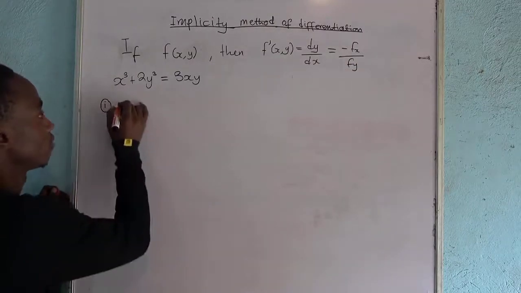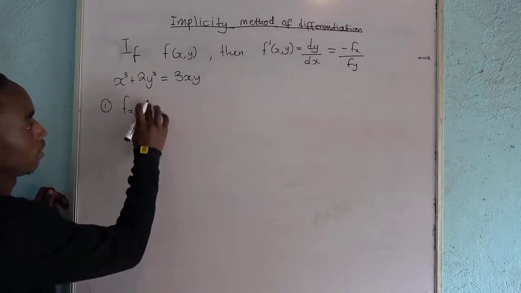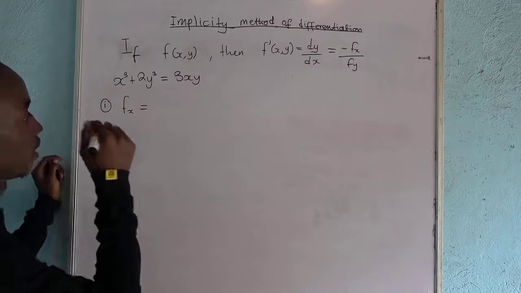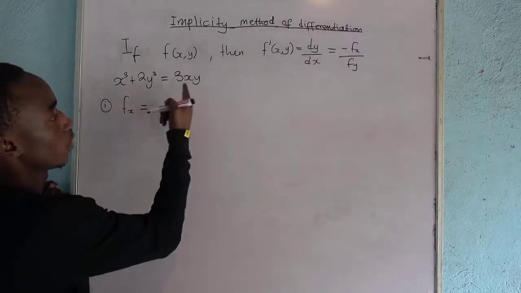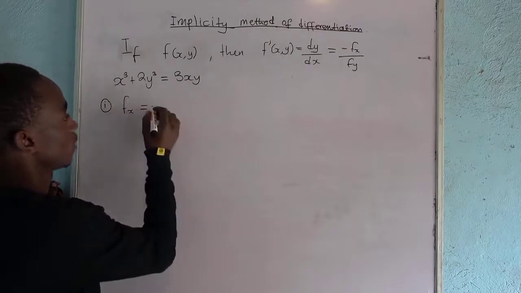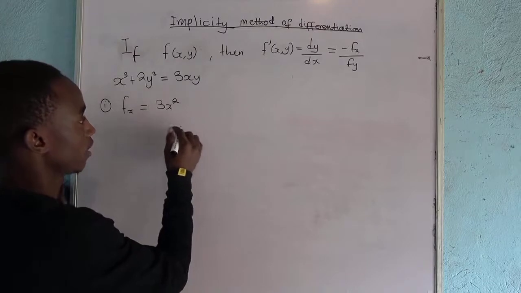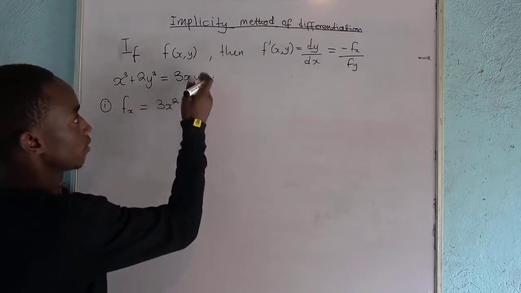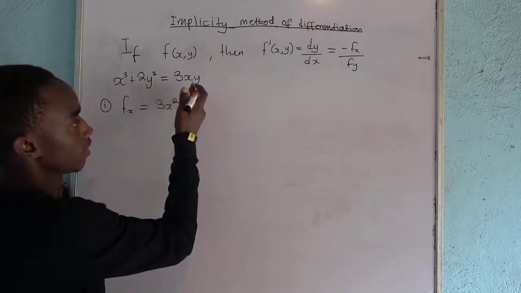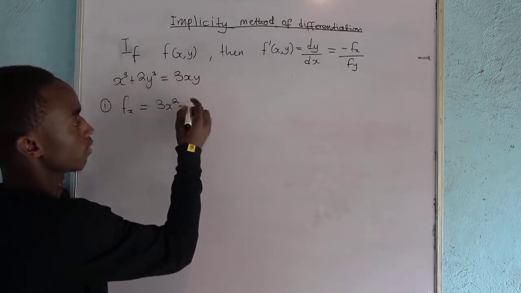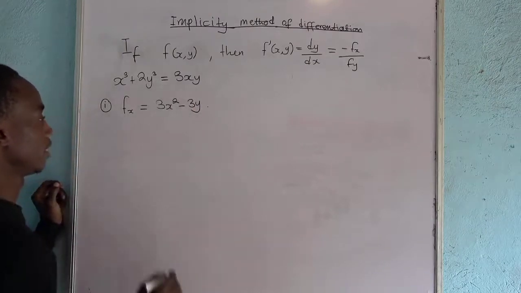So for a start, I'm going to find the partial derivative with respect to x of this function. Now the partial derivative with respect to x, we are only interested where we can see x is. So this side you're going to have 3x squared, and then this one we can also bring to this side of the equation so that it becomes a negative, and then differentiating this one with respect to x, we're only going to remain with 3y like that.